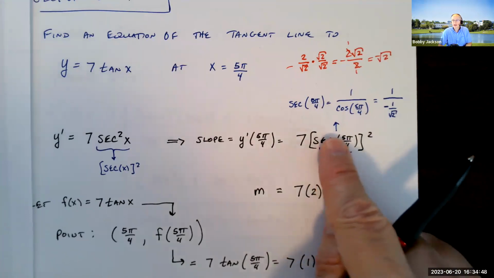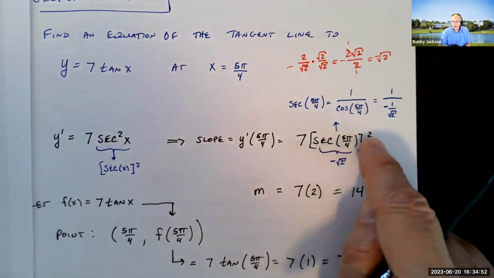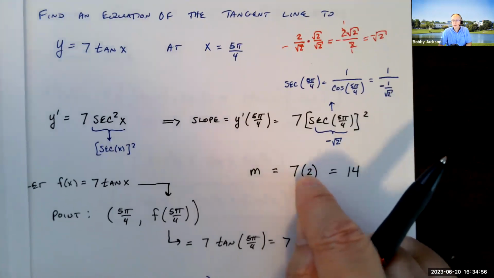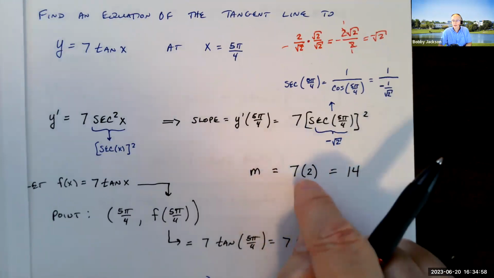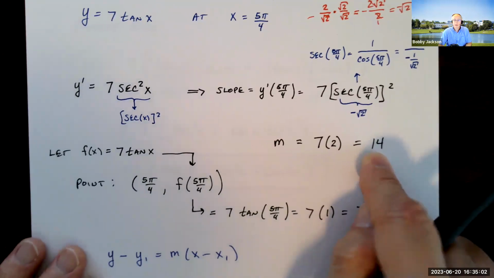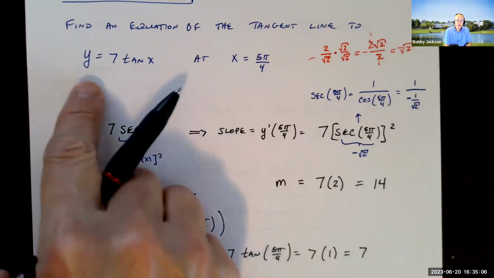Okay, that's inside here. Secant of 5 pi over 4 is negative root 2. But then I'm going to square negative root 2. When I square negative root 2, I get positive 2. So my slope m is 7 times that 2, or 14. That's the slope.